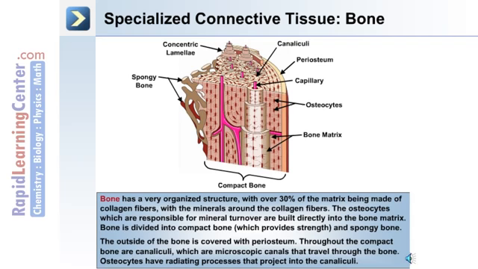Bone is divided into compact bone, which provides strength, and spongy bone. The outside is covered with periosteum, and throughout the bone are canaliculi, which are microscopic canals that travel through the bone. Osteocytes, bone-forming cells, have radiating processes that project into the canaliculi.